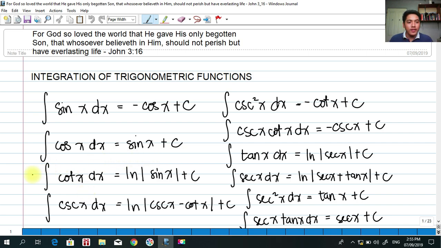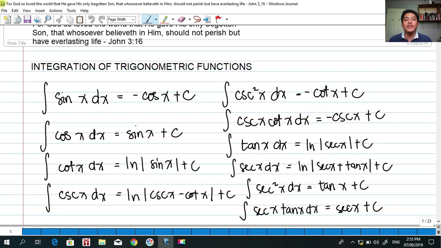plus c. The integral of cotangent x is simply equal to the natural logarithm of the absolute value of sine x plus c. And the integral of cosecant x dx is equal to the natural logarithm of the absolute value of cosecant x minus cotangent x plus c. And the integral of cosecant squared x is simply negative cotangent x plus c. And so on and so forth.